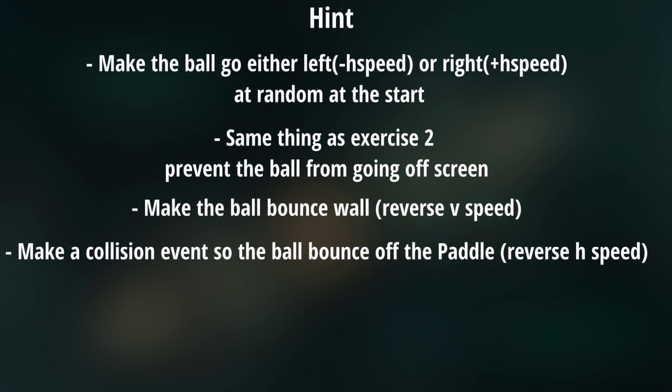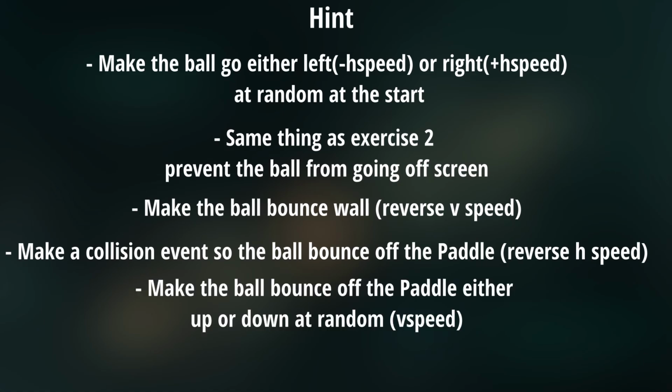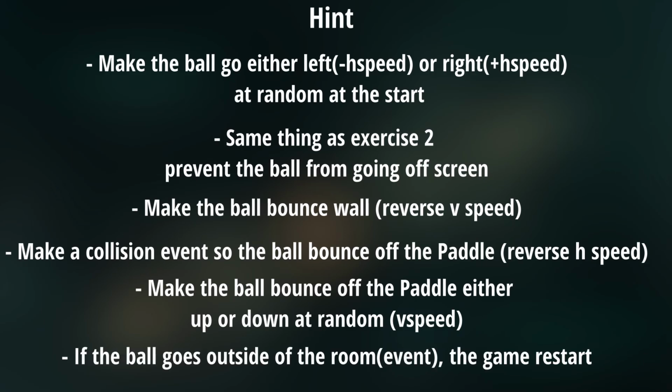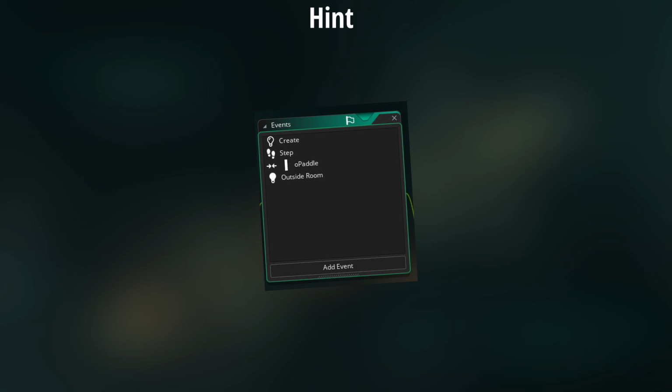You also need to make it so when the ball collides with the paddle, it bounces. Bounce meaning it reverses its H speed. And you also want to make it bounce up and down, V speed, at random. Then if the ball goes outside of the room, the game restarts. This is all the events that you need. You can pause the video if you want.